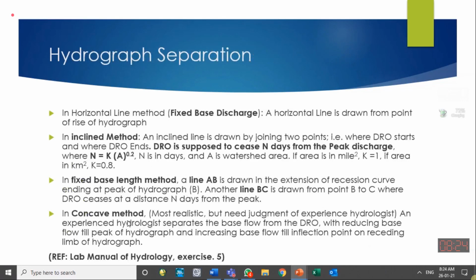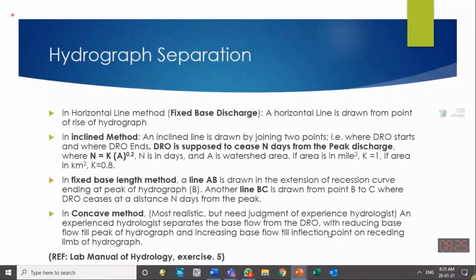Next is a similar concept, but instead of drawing straight lines, we draw a curvilinear line from our experience. We extend the recession curve, and then we join to the recession limb, considering our judgment of when the direct runoff will cease. So in the concave method, an experienced hydrologist separates the base flow from the DRO, with reducing base flow till the peak of the hydrograph and increasing base flow till the inflection point.